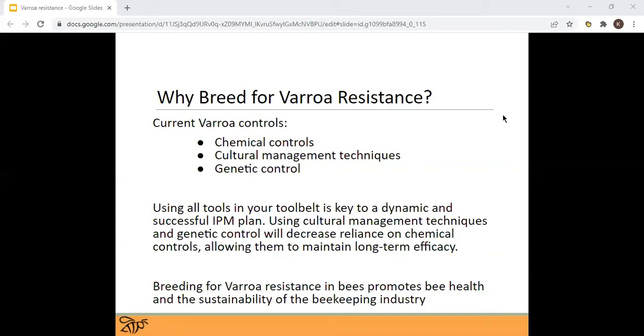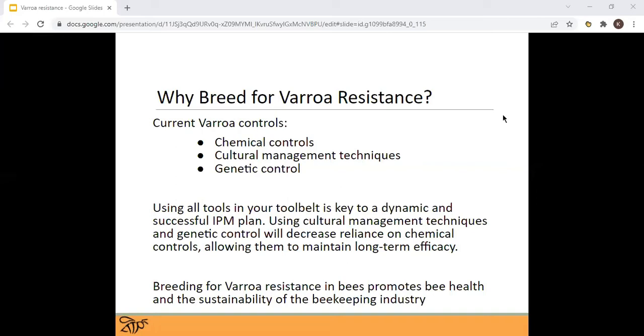If we already have the other controls, like chemical controls and the other cultural management techniques that I talked about earlier today, why is it worth the effort of creating a breeding program and incorporating these traits into a breeding program? And I think to answer this, we really need to keep our principles of integrated pest management in mind. So depending on a single solution, even if it's, or especially if it's a chemical, that can be risky. It's risky for a beekeeper, and it's risky for an industry to do something like that.